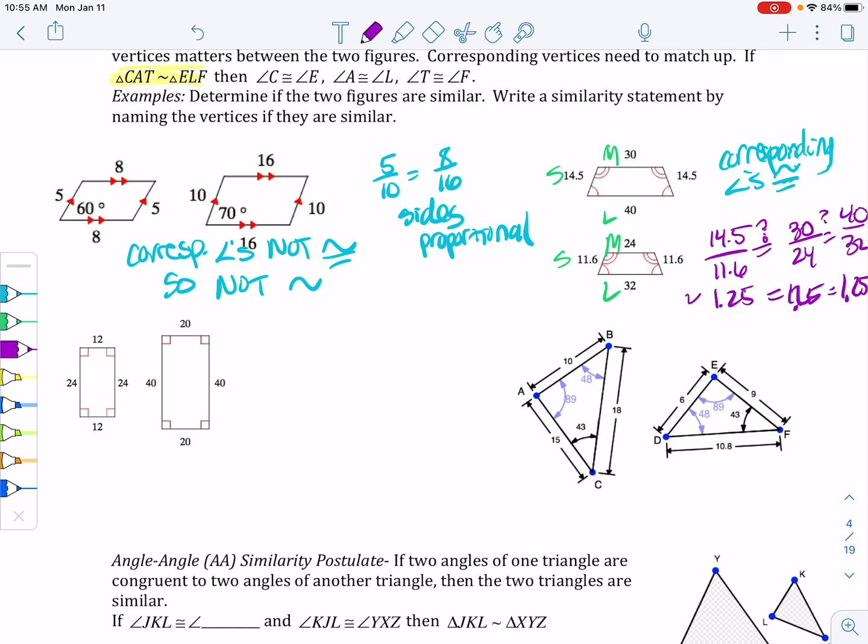So because all three of these are equal, and we know that the corresponding angles are congruent, these two are similar. So now I want to write a similarity statement. So I have to label our vertices.